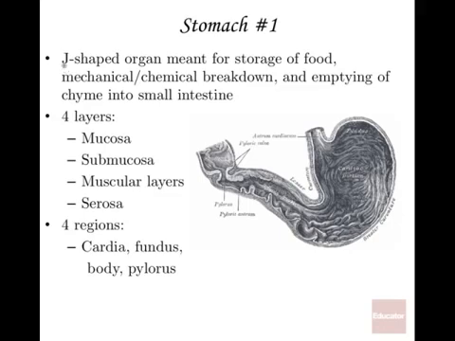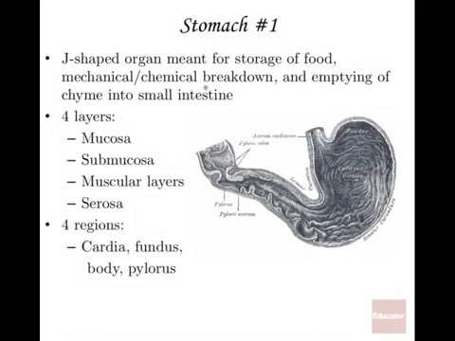But in general, the stomach is a J-shaped organ meant for storage of food, temporarily, mechanical and chemical breakdown, and emptying of chyme into the small intestine. Chyme is a mixture of gastric juice produced in the stomach and your partially digested food. A lot of digestion happens in the stomach. It can happen further on down as well. So chyme is exiting the stomach into the small intestine on a daily basis. In terms of mechanical and chemical breakdown, remember, mechanical is the physical movement that mashes or crushes something.